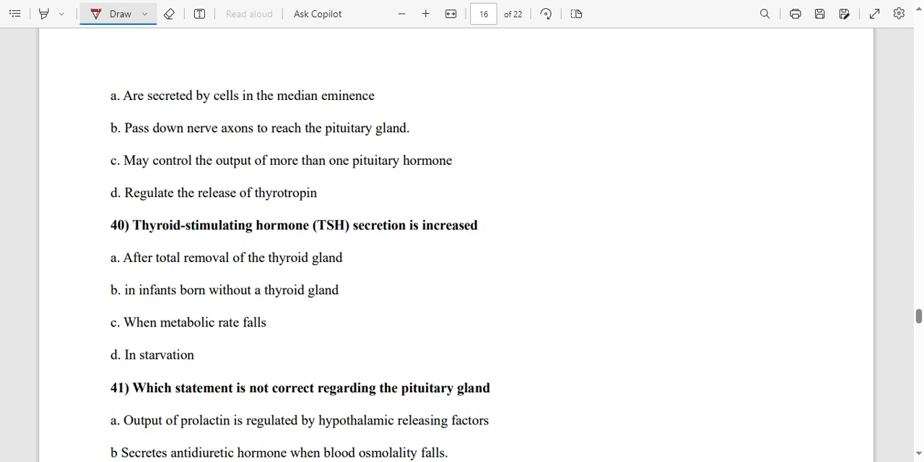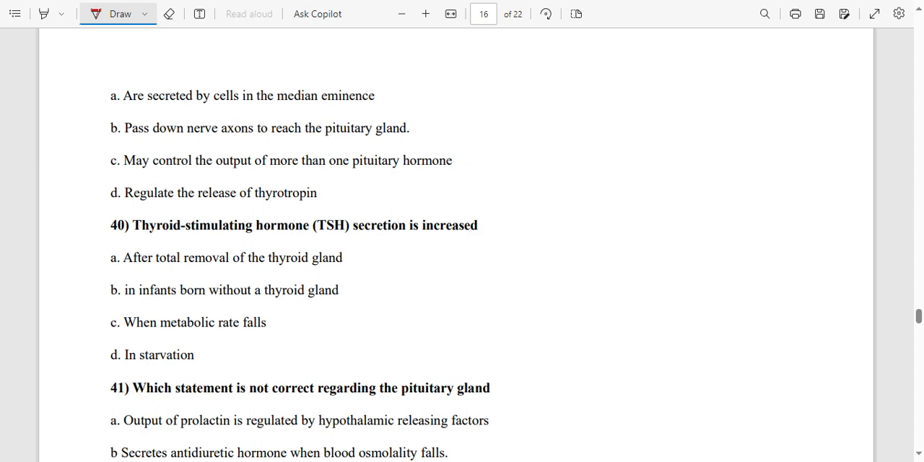C is correct. For example, let's say thyroid releasing hormone. If it is produced, it acts on the pituitary gland to produce thyroid stimulating hormone, and what is produced from the hypothalamus will act on the pituitary gland, and it will be producing more things. So may control the output of more than one pituitary hormone, C is correct. Regulates the release of thyrotropin, that is also correct. Pass down nerve axons to reach the pituitary gland, of course, that is also correct.